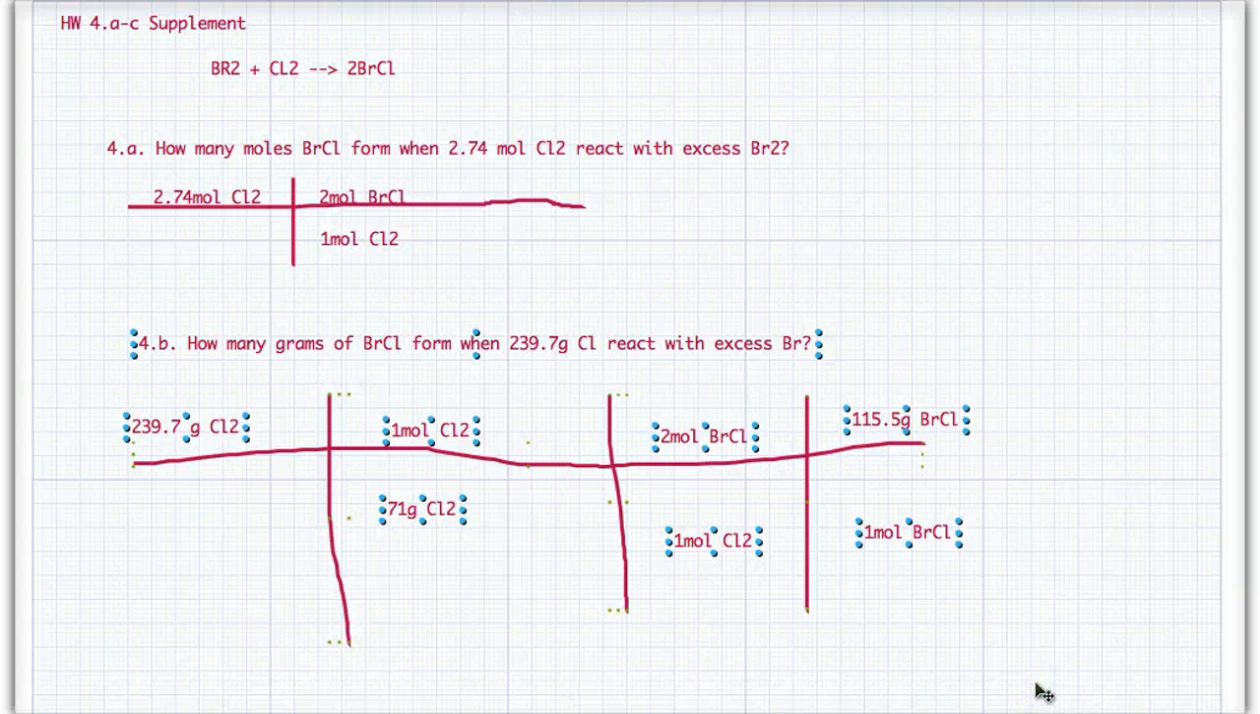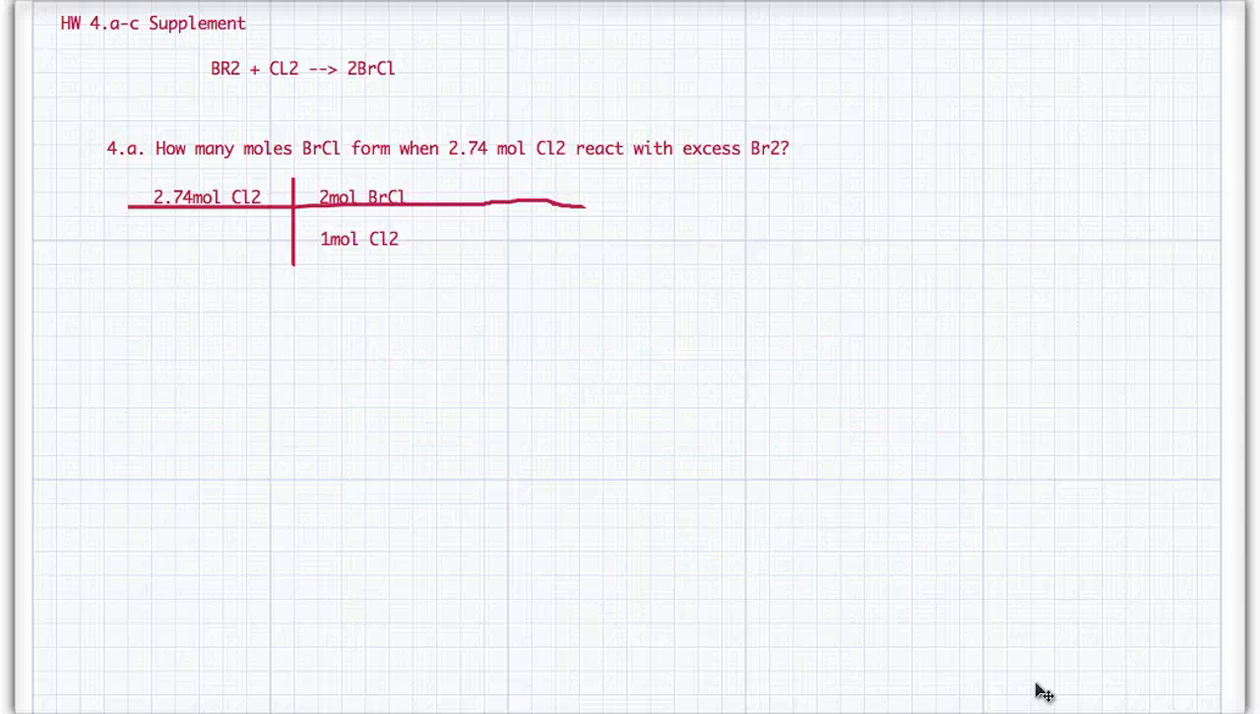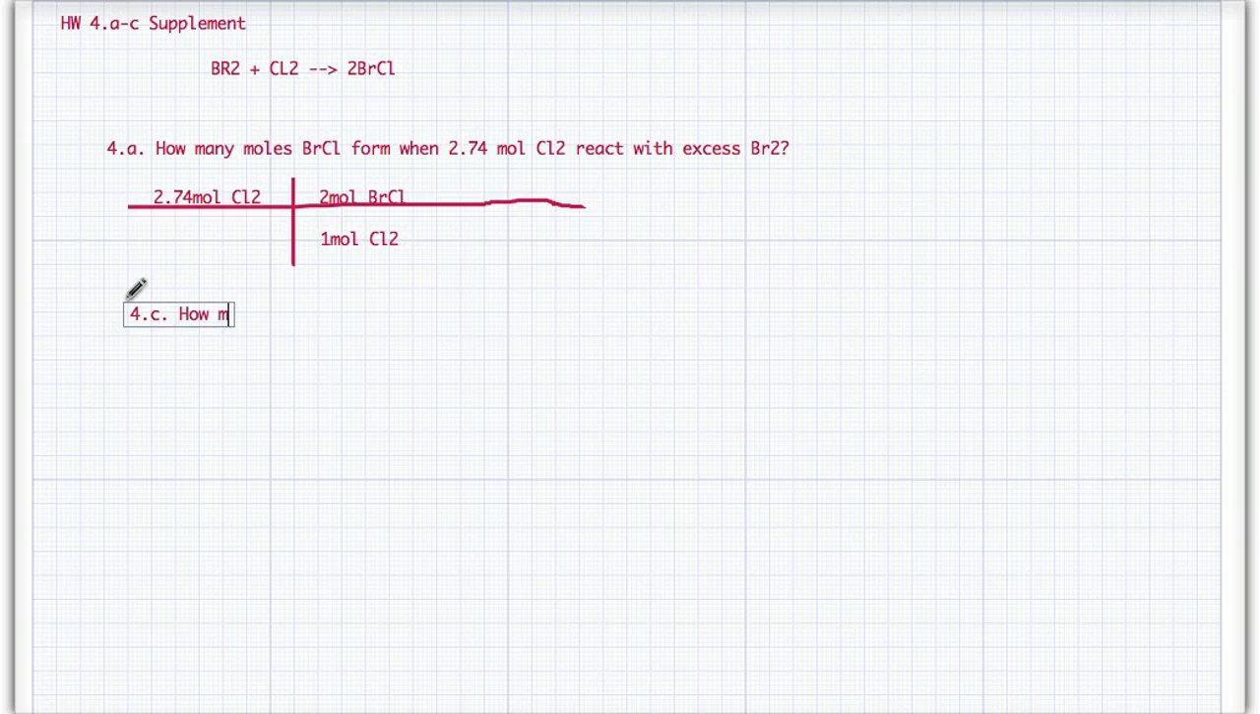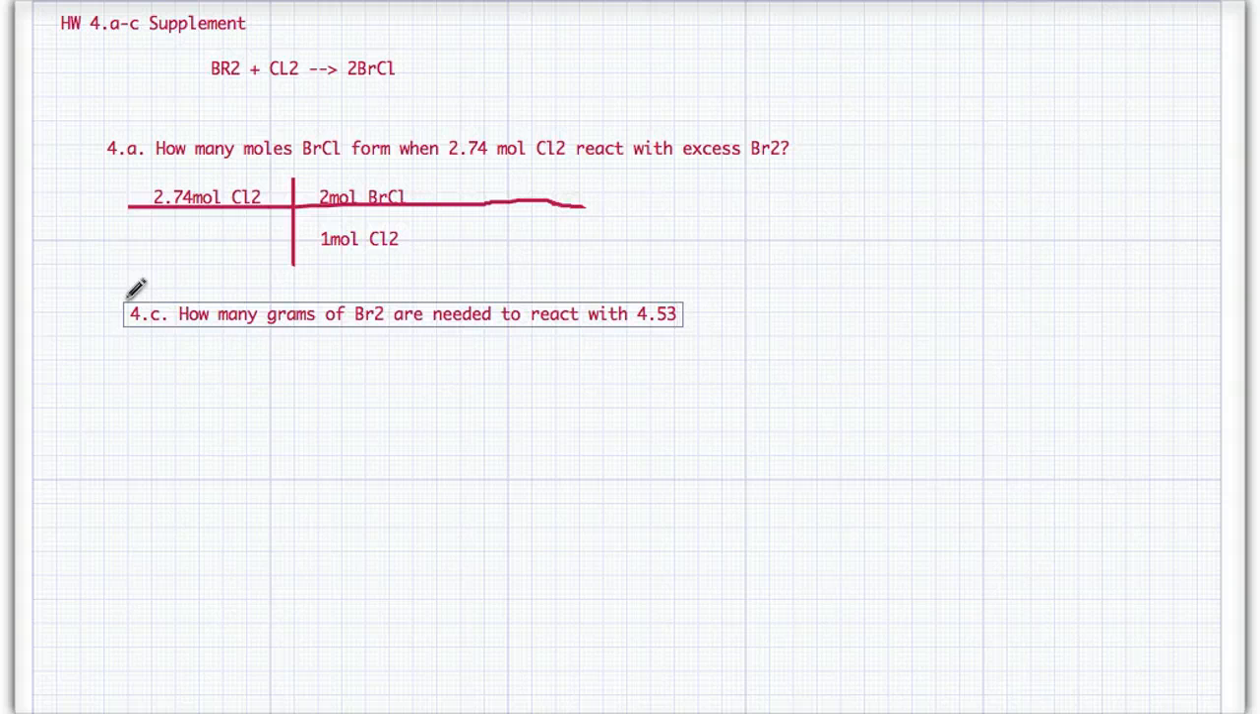That was 4b. So for the last one, we need to be able to go between number of molecules of gas, and to do that we just use Avogadro's number. So 4c says how many grams of bromine are needed to react with 4.53 times 10^25 molecules chlorine gas. Little caret here being an exponent.